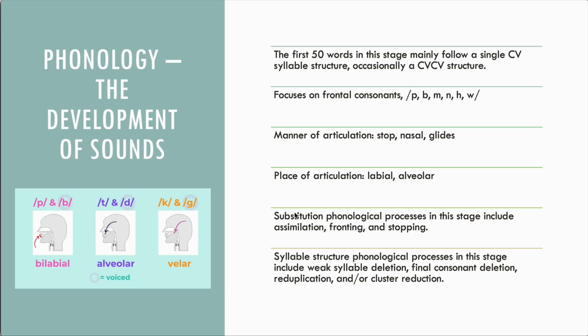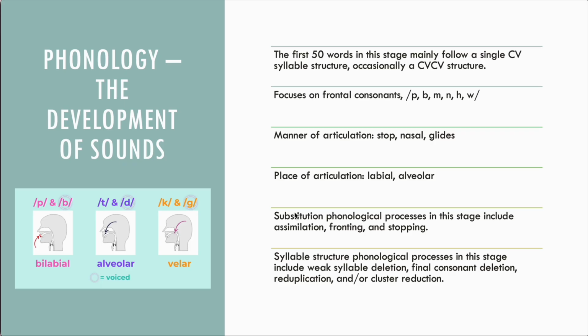Manner of articulation describes how the airflow is being modified to produce a consonant. In this case, stops, nasals, and glides are the manners of articulation. Stop sounds are made when there is a complete obstruction of airflow, so p, b, t, and d. Nasal sounds are when the airflow is directed through the nose or nasal cavity. Glides have little constriction of airflow and are produced with a gliding motion, like w and y.